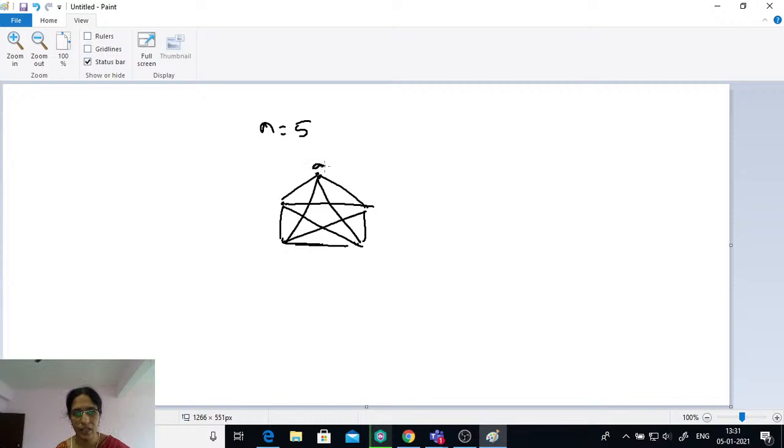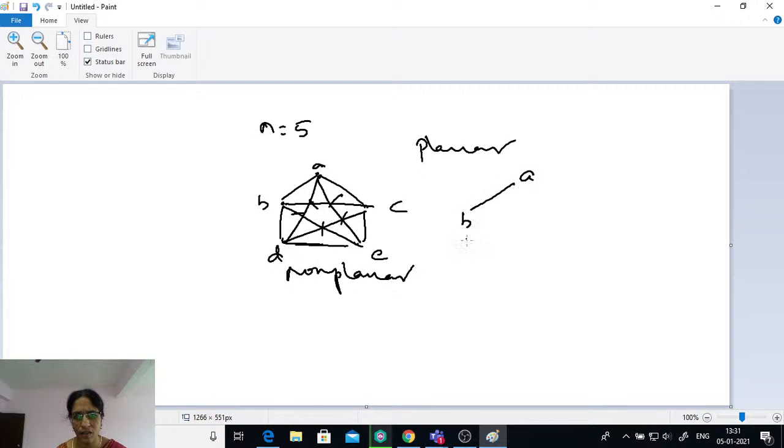So here we have A, B, C, D, E. These all are the vertices. Now you can try to convert this into a planar graph. This is a non-planar graph because some crossovers are there. These are the cross points, so that's why this is not a planar graph. How can we convert this into a planar graph? Like this.